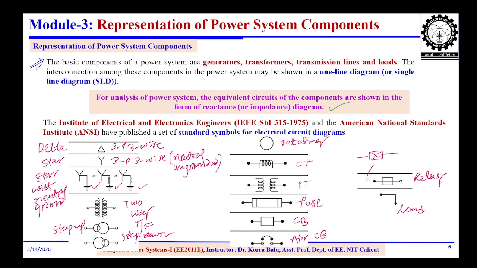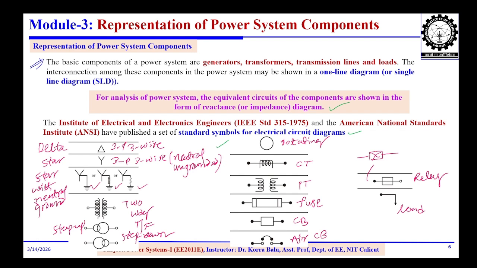As per the IEEE standards, the American National Standards Institute, ANSI, has published a set of standard symbols for electrical circuit diagrams. These symbols are used to represent the single line diagram. First we will see the 3-phase 3-wire delta connection and the 3-phase 3-wire star with neutral ungrounded. Then the star connection with neutral grounded, under which there are three different configurations: the neutral grounded solidly, neutral grounded with a reactance, and neutral grounded with a resistance.